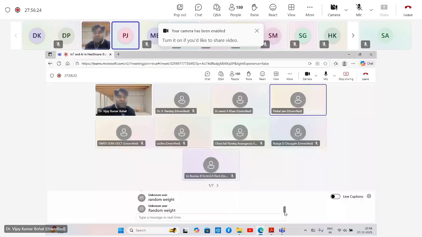Sir, suppose I am performing my operation in multiple iterations and taking the average of the mean of those particular results. So, how can I validate whether my results are efficient or not?